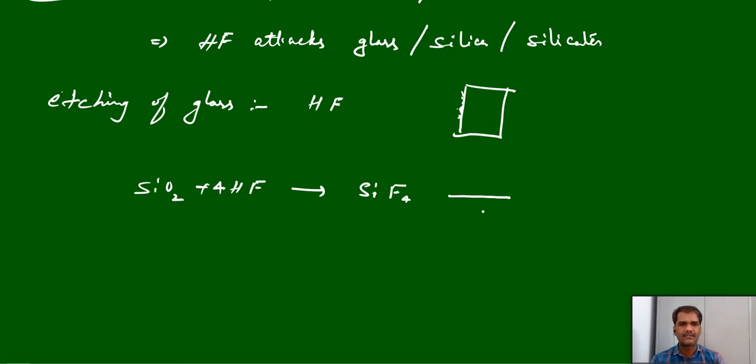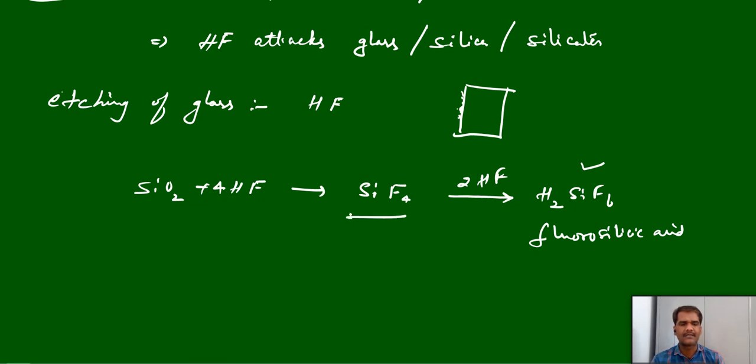And further, if we take an excess amount of hydrogen fluoride, finally it can form fluorosilicic acid, H2SiF6. This is called fluorosilicic acid. The final compound, when silicon is treated with HF, you will get this fluorosilicic acid. The intermediate product is silicon tetrafluoride.